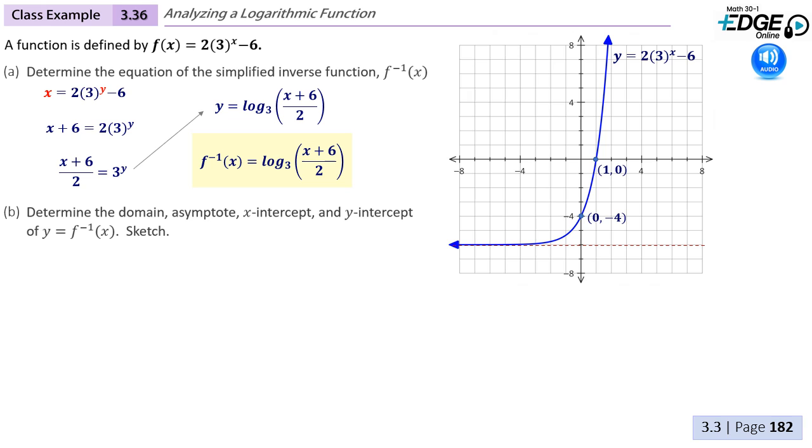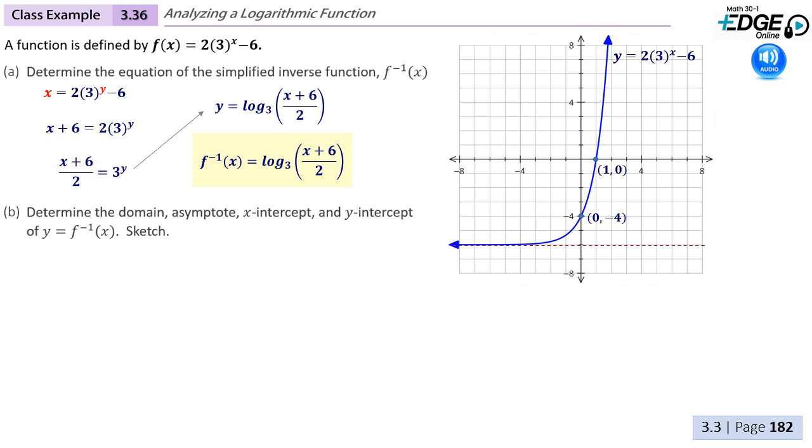In order to determine the equation of the simplified inverse function, we first rewrite f of x using y, and then we exchange x and y. This gives us x equals 2 times 3 to the y minus 6. Now we want to re-isolate y, so we must first isolate the power term. We do this by first adding 6 to both sides, and then dividing both sides by 2.